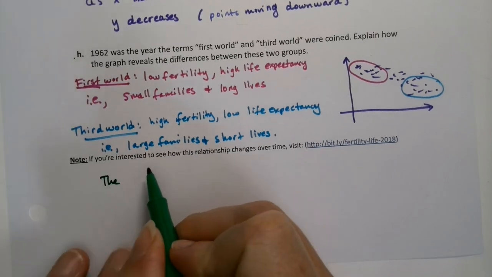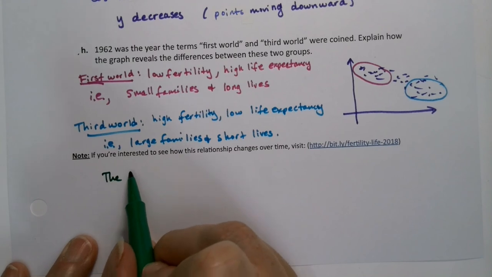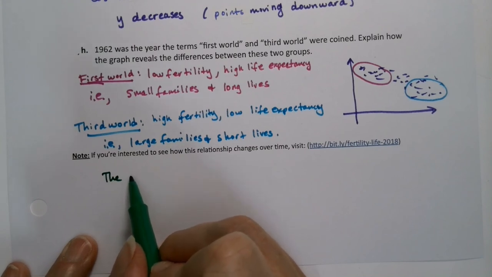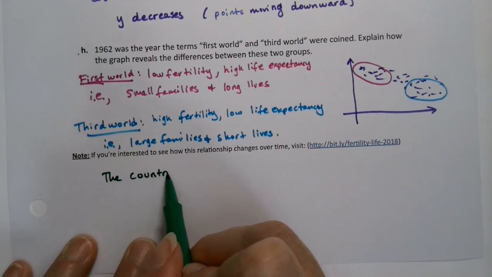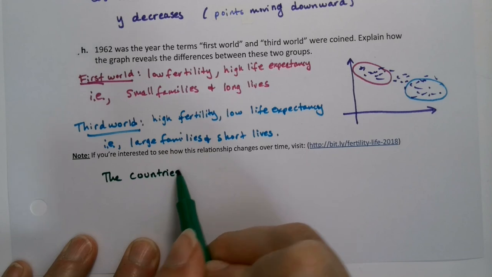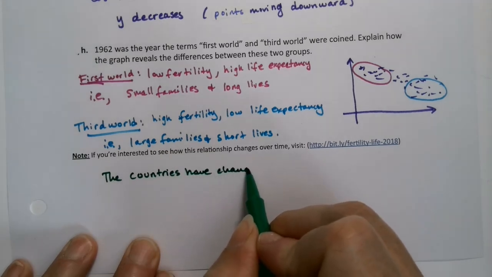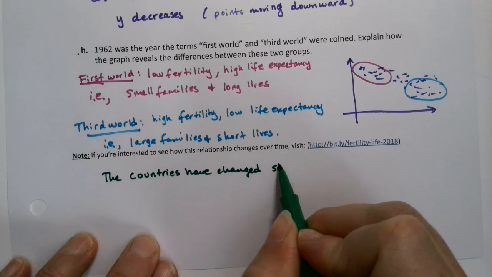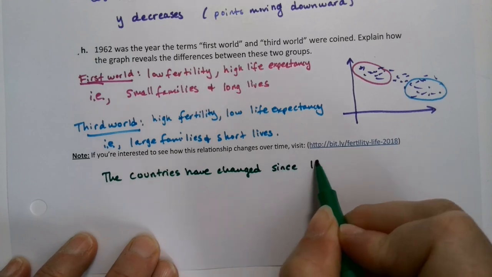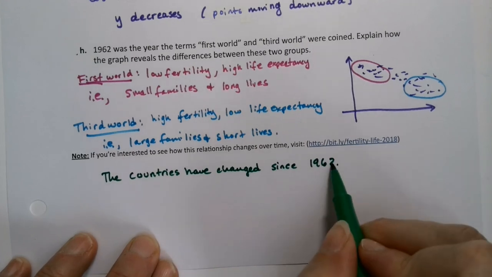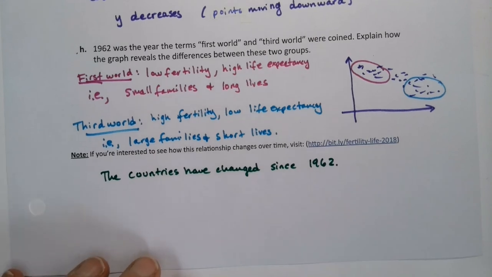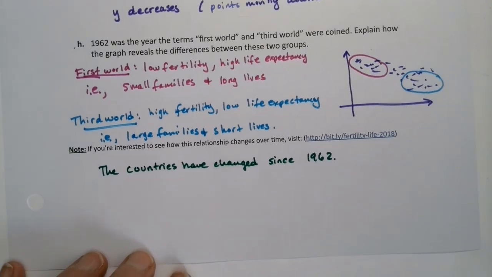So we can see that the relationship has changed significantly from 1962. There's still a negative relationship. So let me just say the countries have changed since 1962. Many of the former third world countries, quote unquote, are no longer in that region.